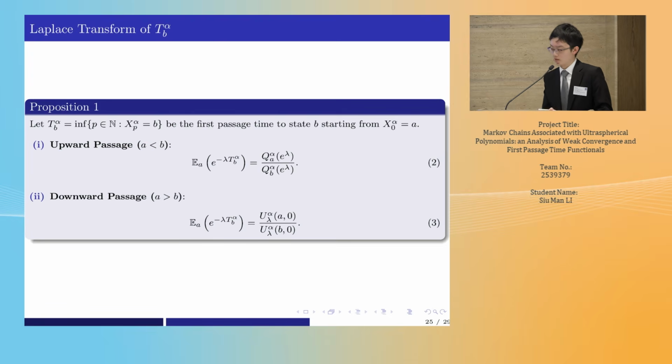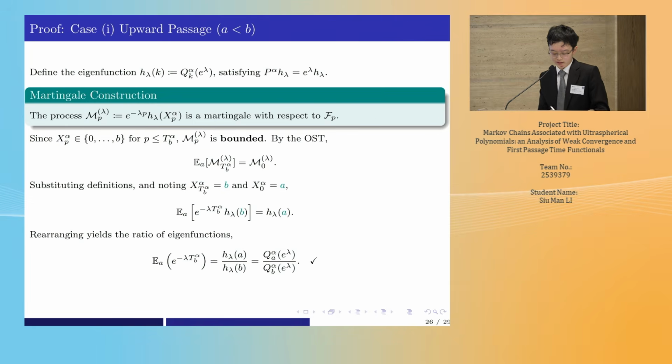For the first case, the Laplace transform can be expressed as a ratio of ultraspherical polynomials. And for the second one, it uses the lambda potential. The reason we are using two different types of functions is because of the boundedness condition, because the lambda potential is inherently bounded. We can see why. For the upward passage, we construct a martingale, which is bounded. By the optional stopping theorem, we can apply the definitions directly and rearrange, which gives the ratio of the eigenfunctions.